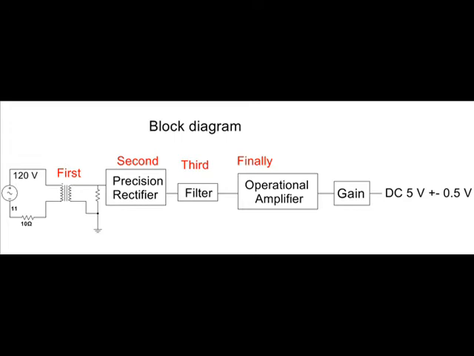Second appears the precision rectifier that rectifies the sinusoidal wave at the output of the secondary winding. Then appears a load followed by a capacitor connected to ground to convert the rectified wave into a direct current level voltage. Finally appears an operational amplifier to get a direct current level voltage between 4.5 and 5.5 volts.